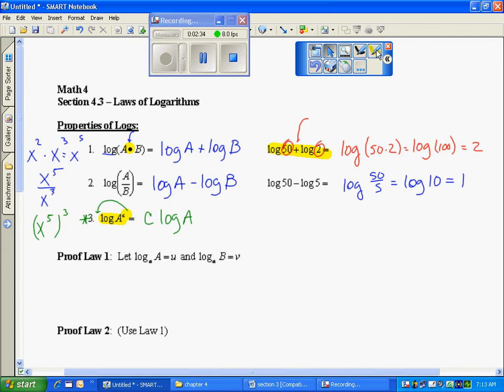So the next lecture is the proof of these logs. Yes, you will be responsible for these 3 proofs.